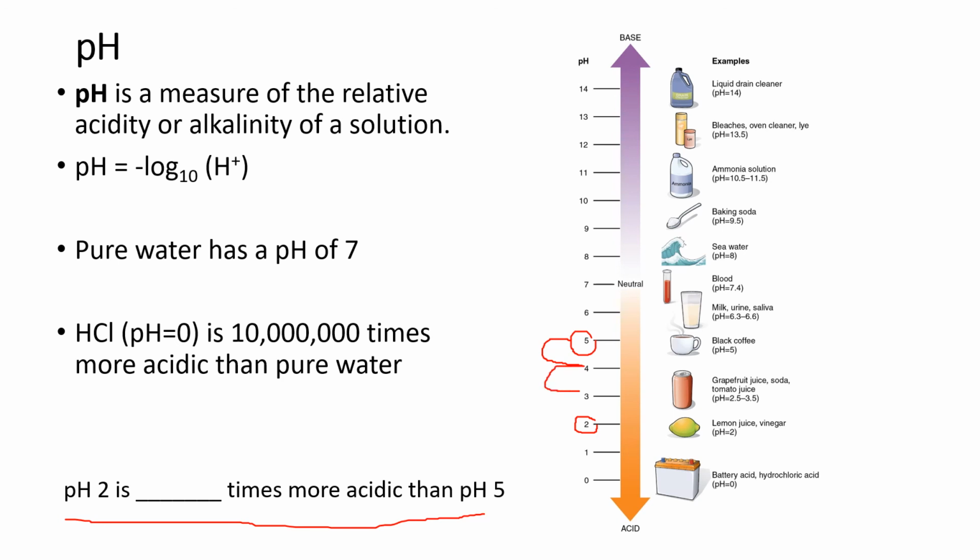1, 2, 3. That's 10 times 10 times, sorry about that, 10. What's 10 times 10 times 10? 1,000. So every step that you take, you add a 0, like you can see there, to the 1. And we get pH 2 is 1,000 times more acidic than pH 5. So basically subtract the two numbers and that's how many zeros go after the 1.